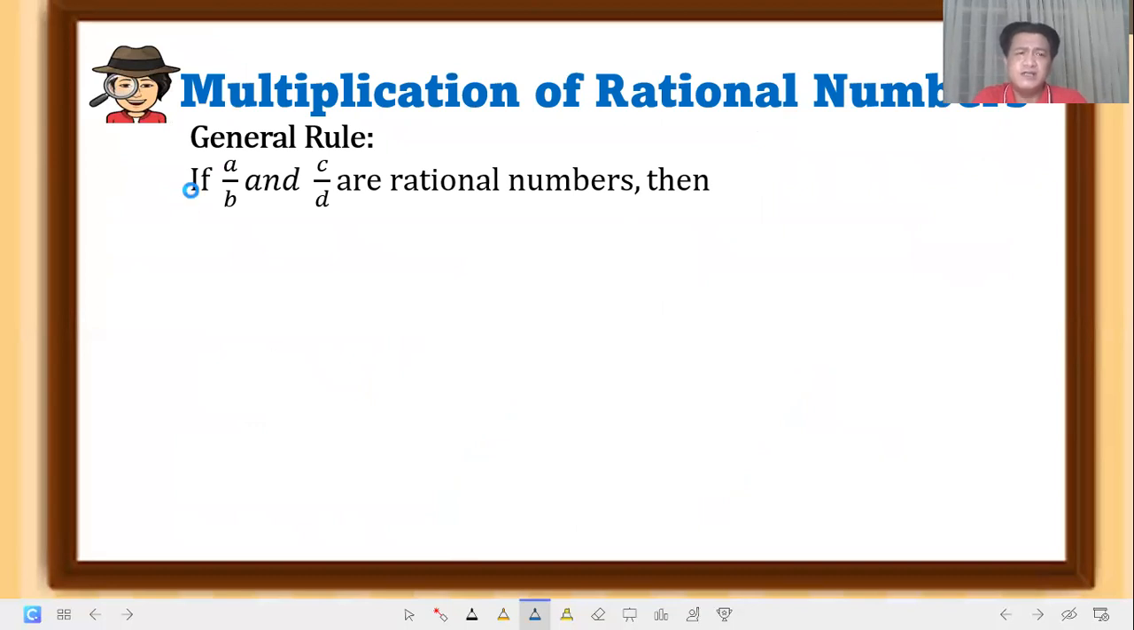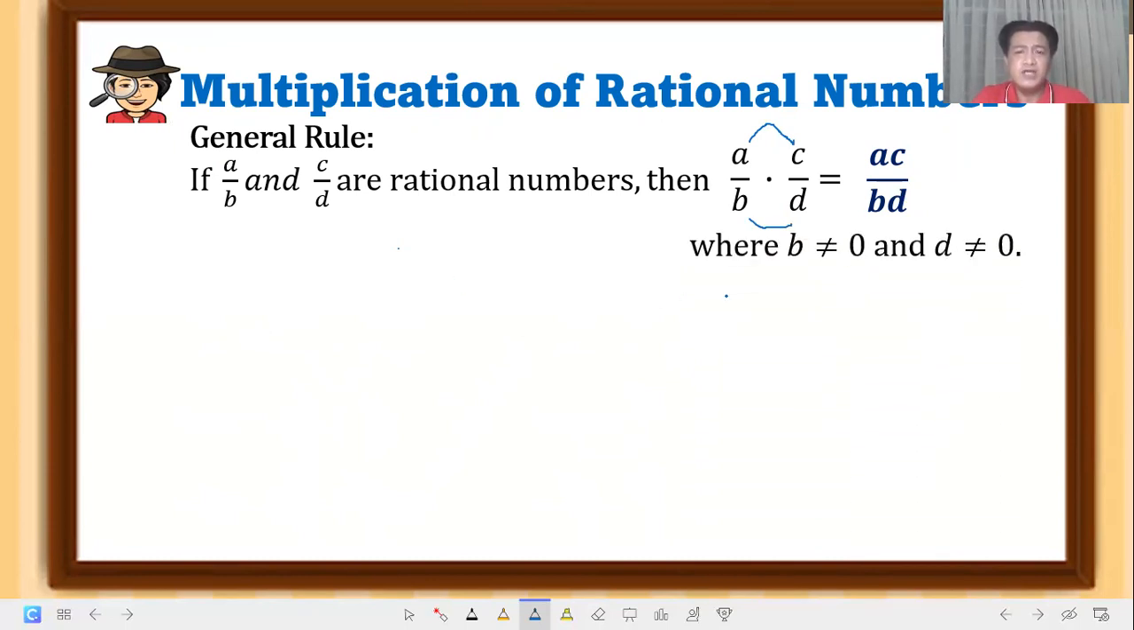So for this, the general rule is if A/B and C/D are rational numbers, then we can say that A/B times C/D. Okay, so ang magiging final answer natin, AC/BD. Kung mapapansin natin, minultiply lang yung both numerators together with both denominators. Okay, kaya yun po yung general rule. Okay, but take note, D is not equal to 0. Also with B, kasi nga remember, magiging undefined po siya. Yun po yung restriction niya.